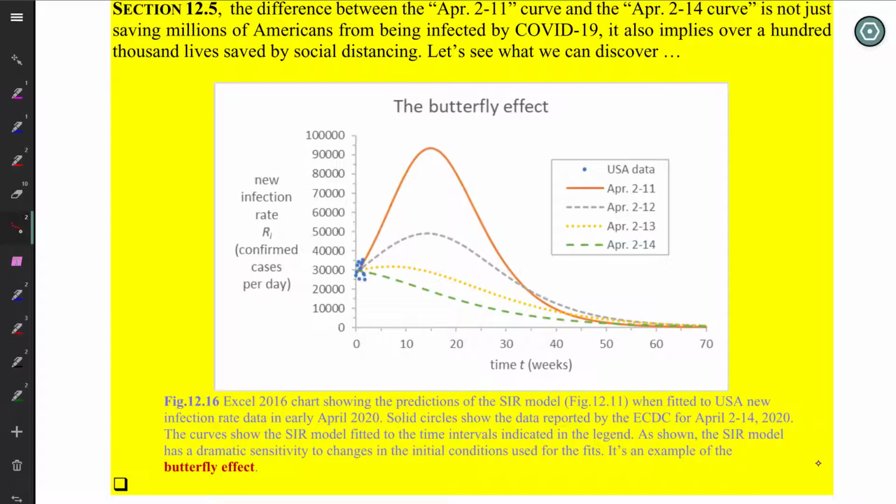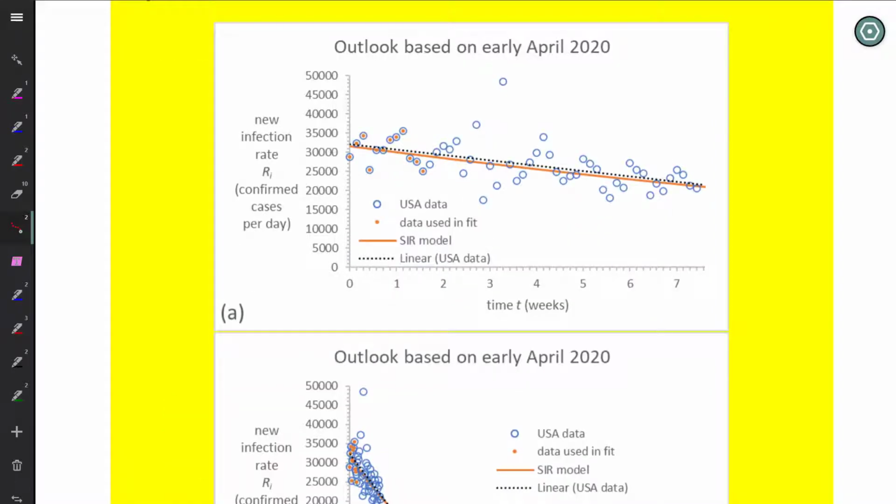Another feature of the SIR model is that it can show extreme sensitivity to initial conditions, and this graph shows what happens if we adjust the fitted data by just 1 day at a time, and it produces this series of 4 graphs that show quite a dramatic change in qualitative behavior. There's also an exercise where students fit the data to just the first 2 weeks of April and show that it successfully predicts what happens all the way through to Memorial Day.